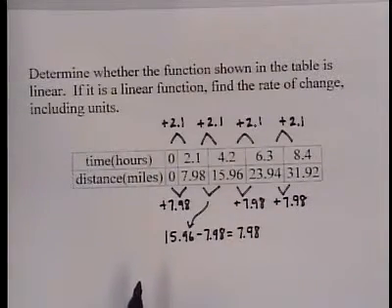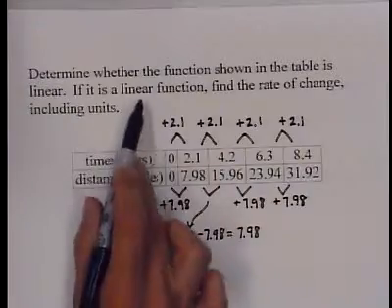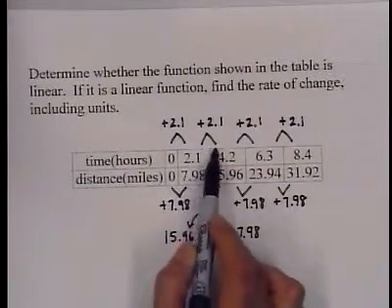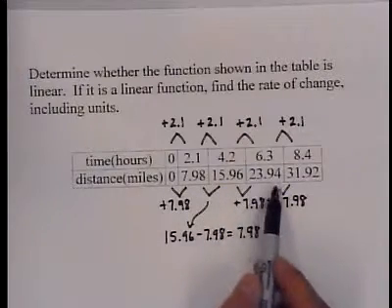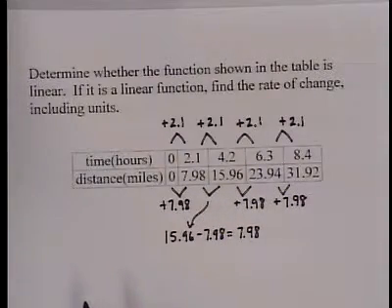So this is a linear function. It's a linear function because equal steps in the independent variable produce equal steps, 7.98, in the dependent variable.